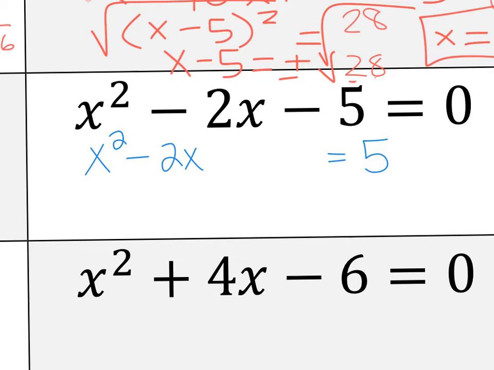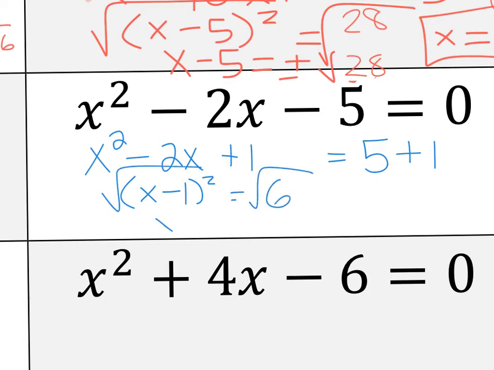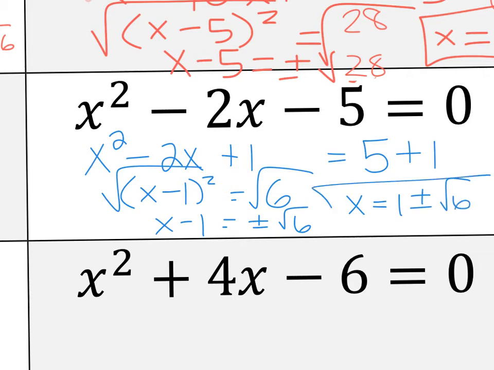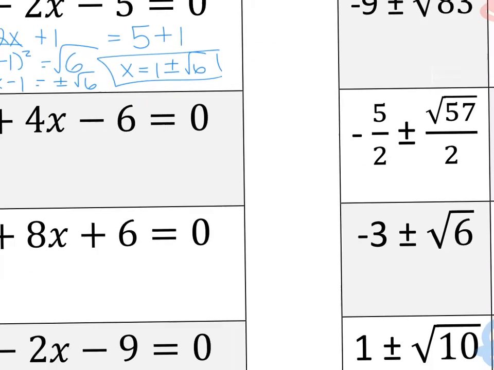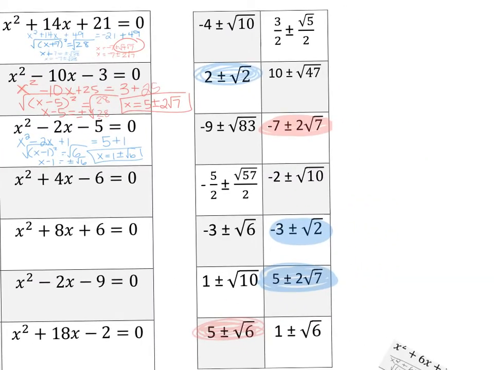Okay, so I moved the 5. Half of 2 is 1, and 1 squared is 1, so I'm going to add that to both sides. This is going to end up factoring into (x minus 1) two times equals 6. Good news is 6 can't be simplified, so I just move the 1 over and make it positive. And that should be my answer on the right. 1 plus or minus, there it is at the bottom.